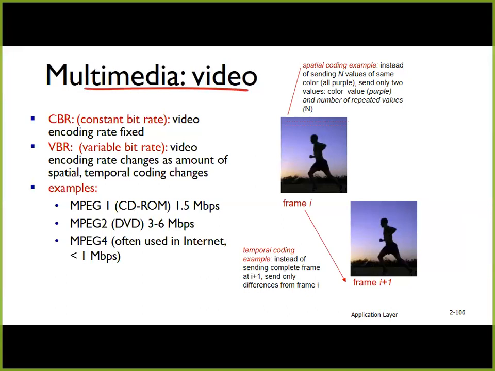Okay, and so MPEG-1, as you use with CD-ROMs, can support rates of 1.5 megabits per second. MPEG-2 with DVDs, you can support about 3 to 6 megabits per second. MPEG-4, which is often used on the internet, supports data rates of about 1 megabit per second. So like when I create recordings, like this Zoom recording being made of this class, when it gets saved, it actually gets saved as an MPEG-4 file.